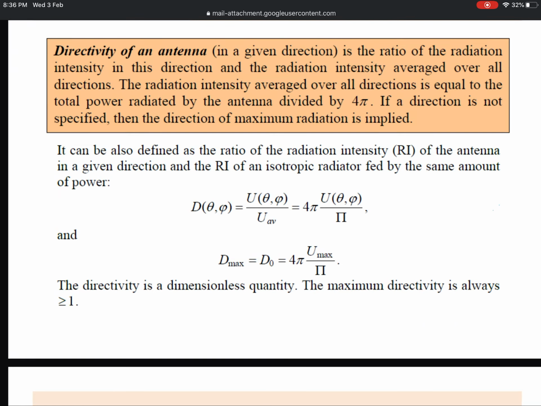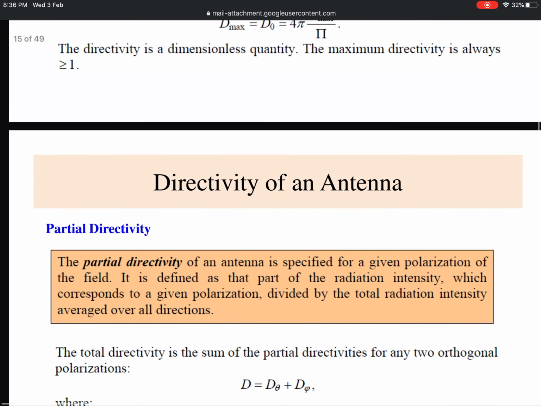If the direction is not specified, then the direction of maximum radiation is generally implied. If someone says that the directivity is 5 dBi, they mean the maximum radiation intensity in that direction. That's why it is directivity. So by default, that maximum is implied.